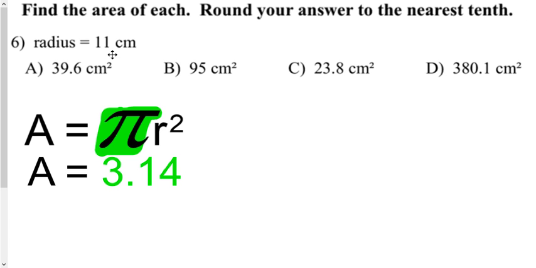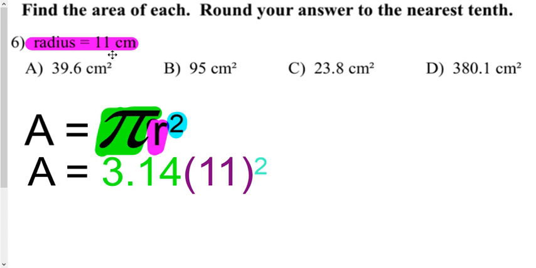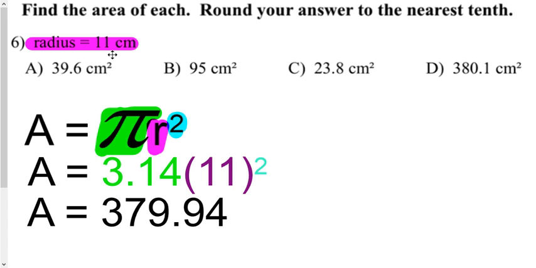Number 6, exact same thing. Pi is 3.14. The radius is 11. Times that by 11 to the second power. And round if need be. So 379.9 is really close to that 380.1.